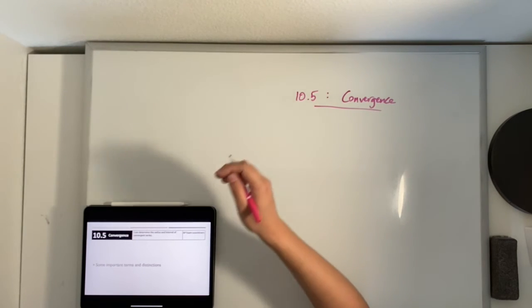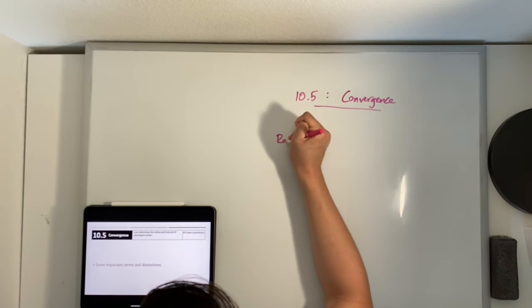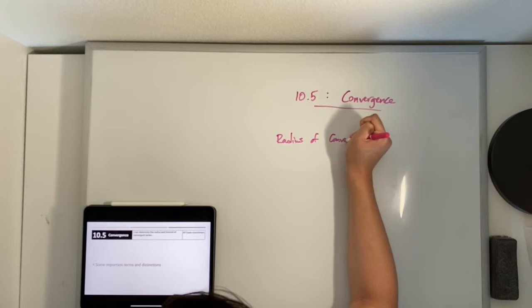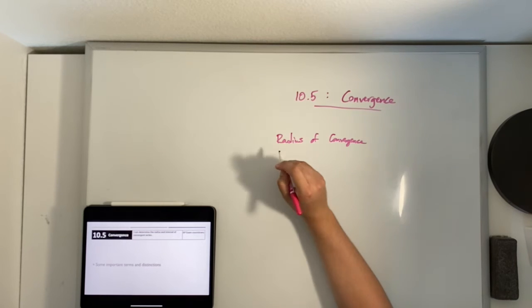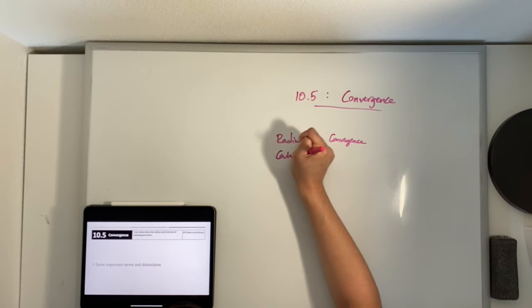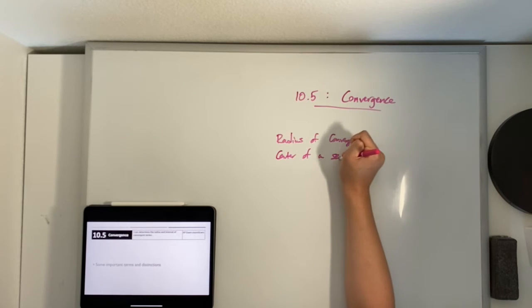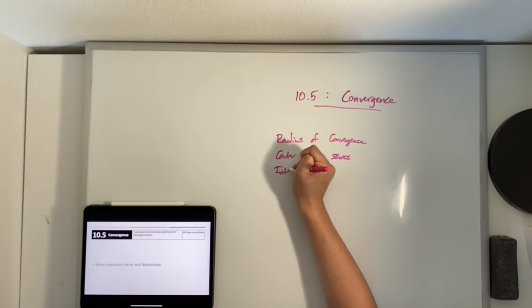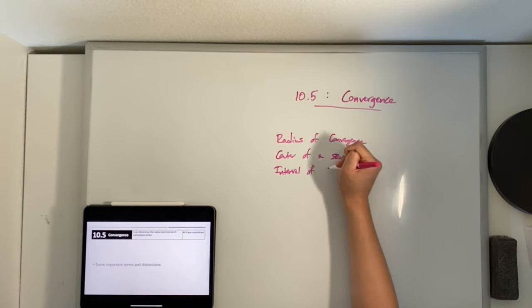Okay, we have the radius of convergence. We have the center of a series, and we have the interval of convergence.